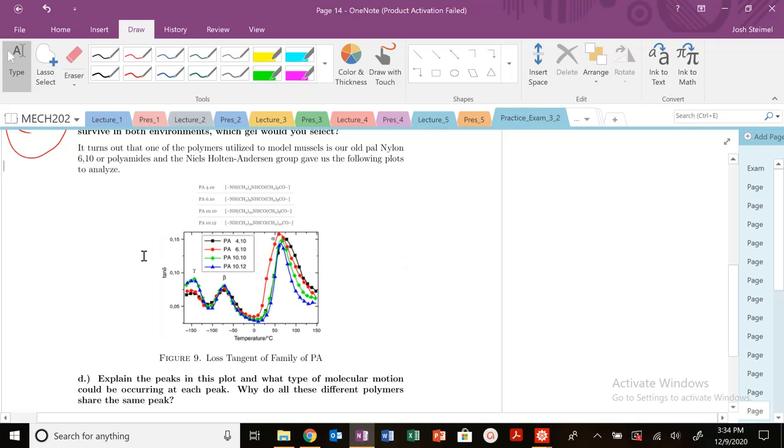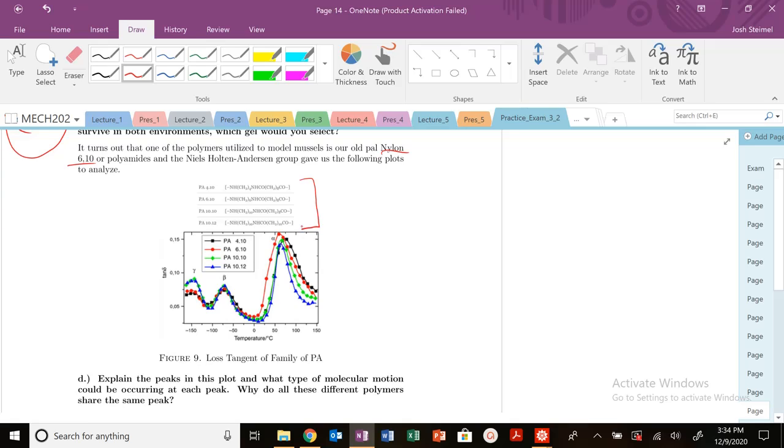Fantastic. So now we're looking at, the Nielsen Lab group decided to use nylon. So nylon 610, 4, 6, 10, and 12. You can see the chemical structures right here and the differences between them. We now need to look at this loss tangent as a function of temperature and explain the peaks in this plot, what types of motions can be occurring, and why do they all share the same peak?